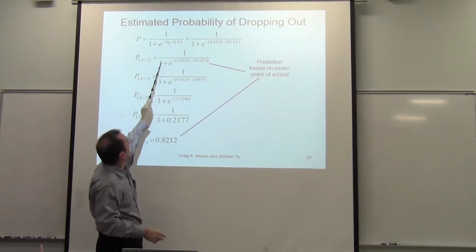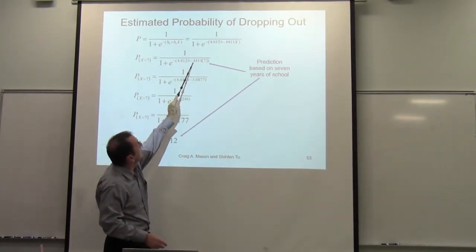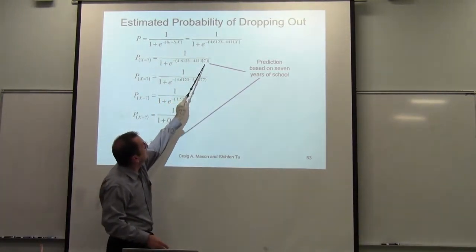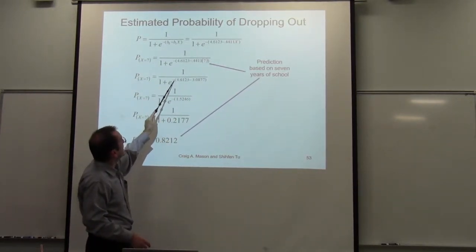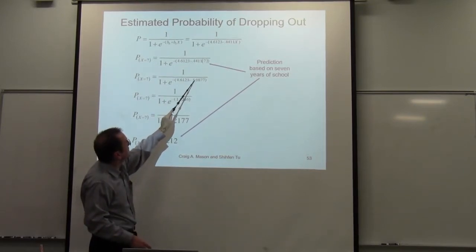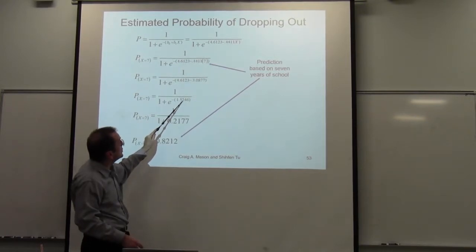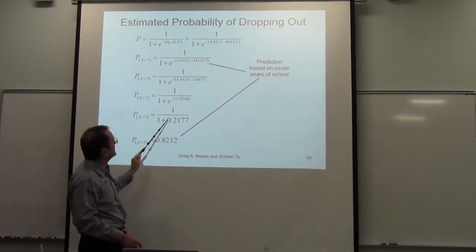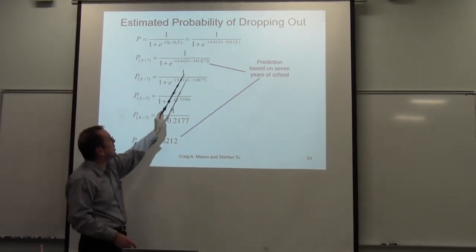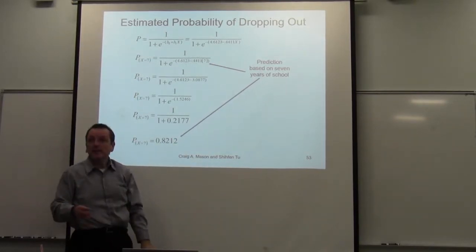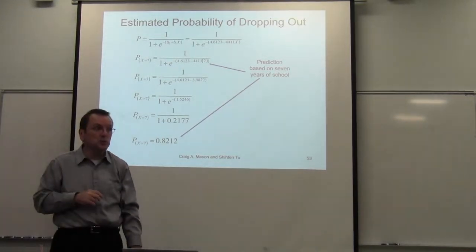So we do 1 over 1 plus e to the negative 4.6123 minus 0.4411 times 7, which gives us 1 over 1 plus e to the negative 4.6 minus 3.08, or 1 over 1 plus e to the negative 1.52, or 1 over 1 plus 0.2177, or 0.8212. That's our predicted probability of dropping out if the parents had 7 years of schooling.